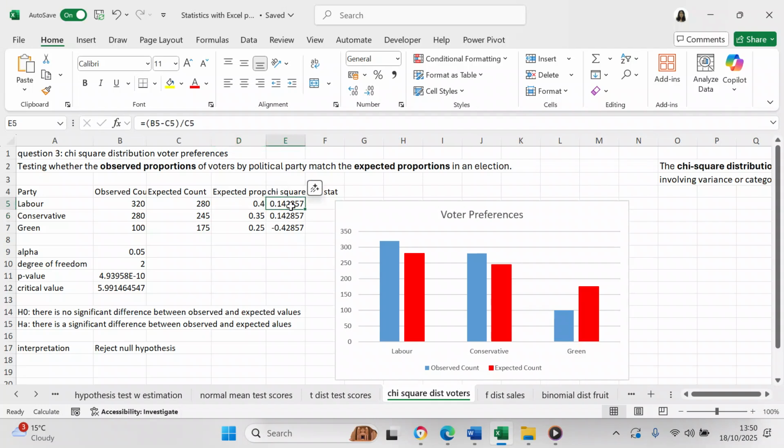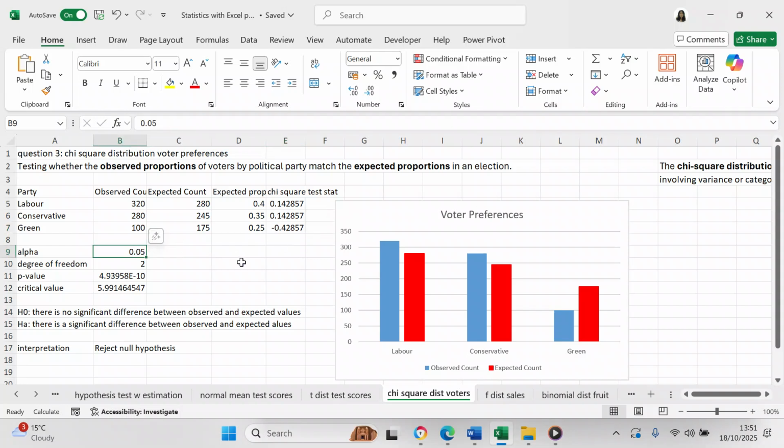The chi-square test statistic is B5 minus C5 divided by C5. So it's going to be 320 minus 280 divided by 320. So that's going to be 14%, 14%, and that says B7 minus C7 over C7, and that's negative 42%.